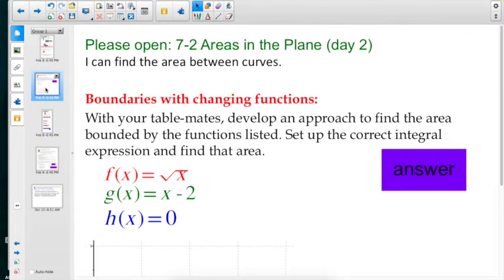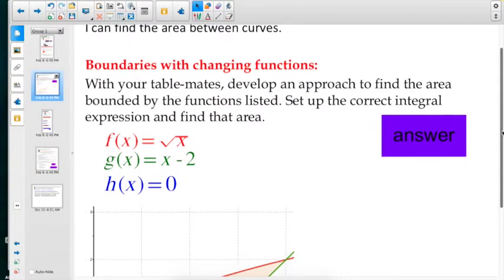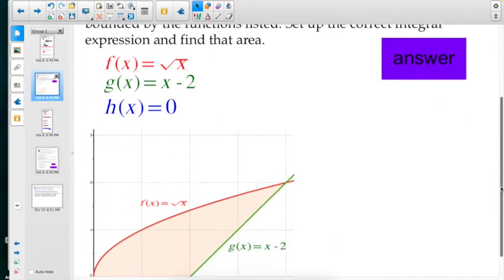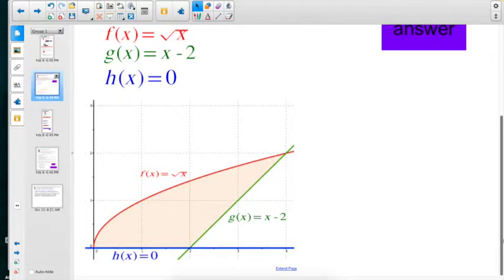Okay. So boundaries with changing functions. So here's the first task at your table. We have this region here. We start at what value for x?